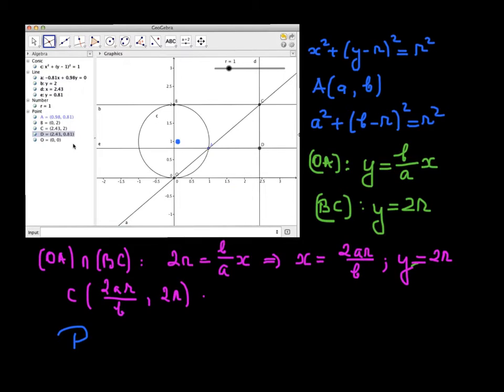Again, 2ar over b. These are the coordinates of the point P. Now, starting from the coordinates of the point P and from the pattern that they follow, I need to find an equation between a and b, containing eventually only r.